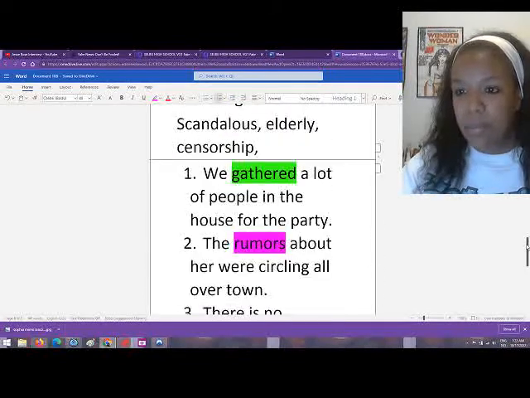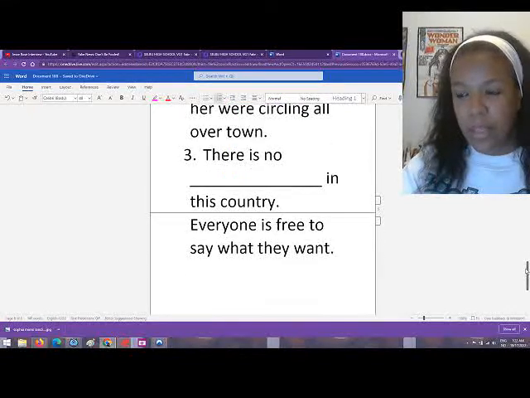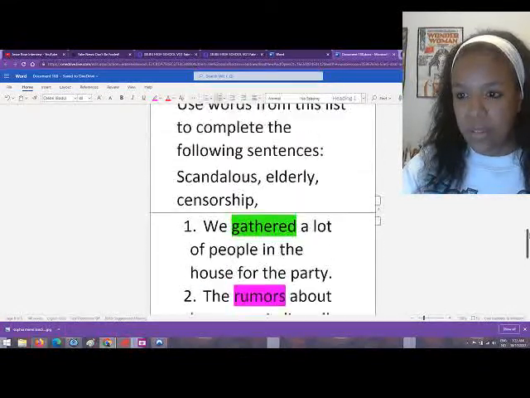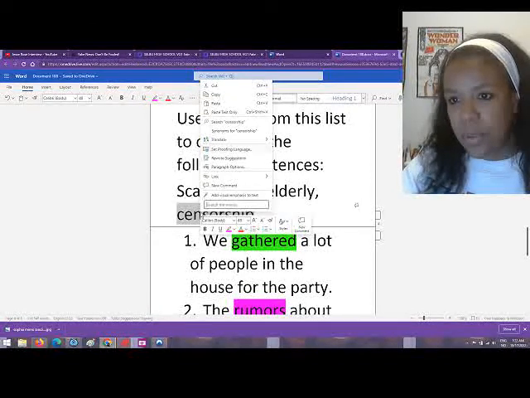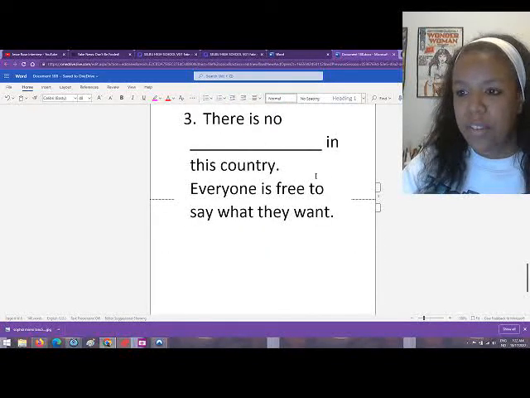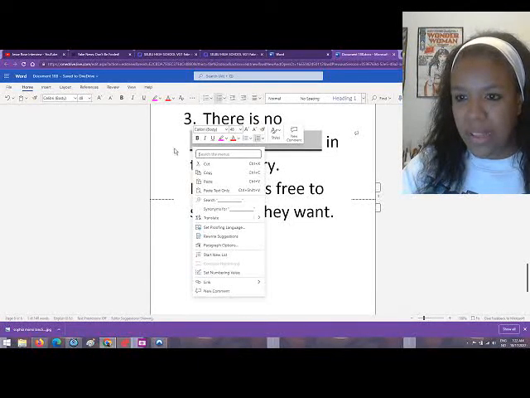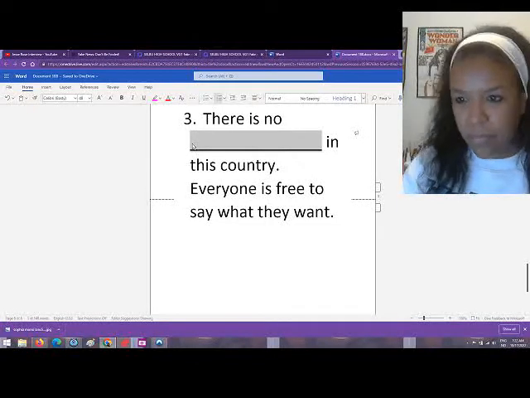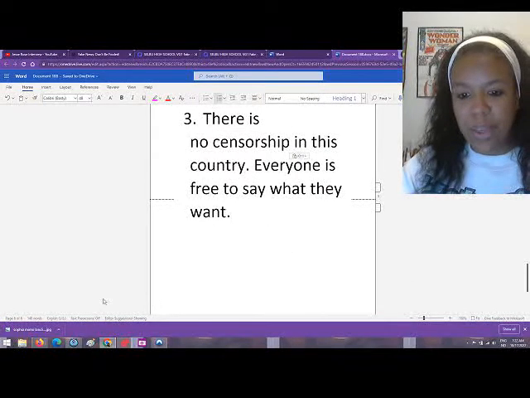All right. The words were scandalous, elderly, censorship. Those of you who chose, there is no censorship in this country. Everyone is free to say what they want. That's the sentence. So if you chose that, censorship was the word.